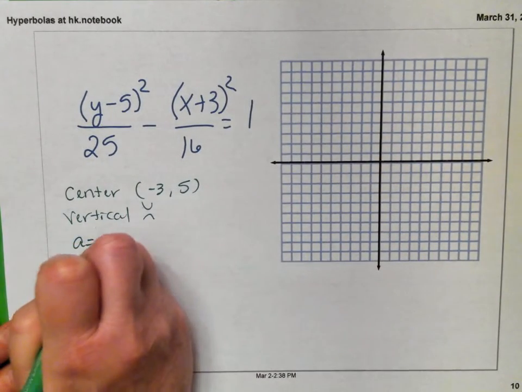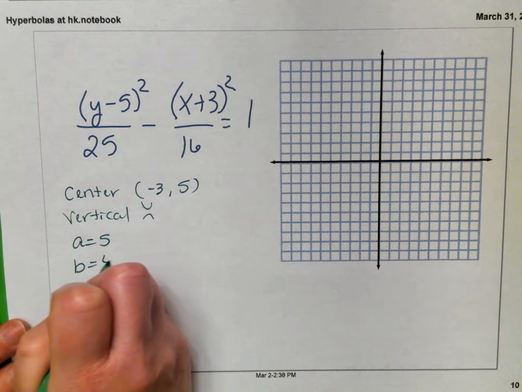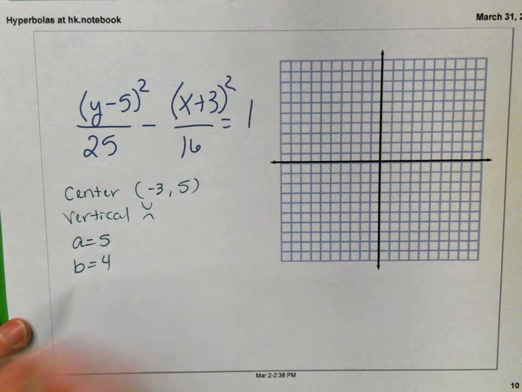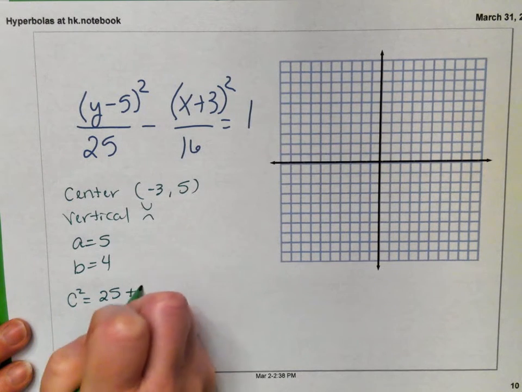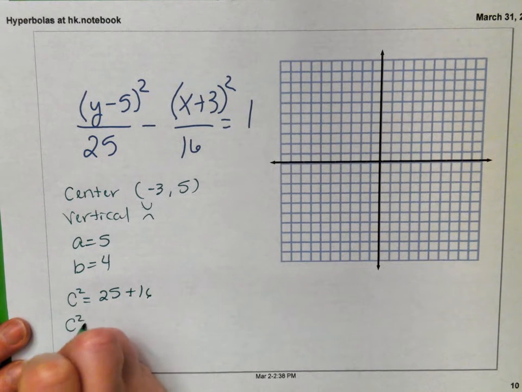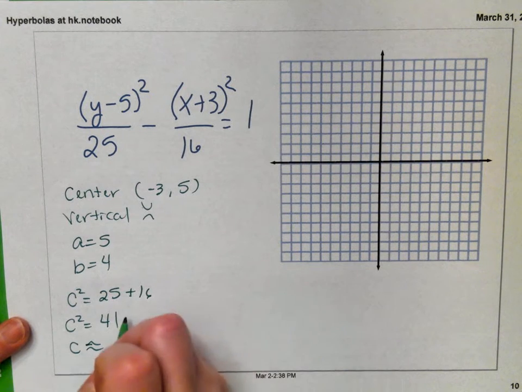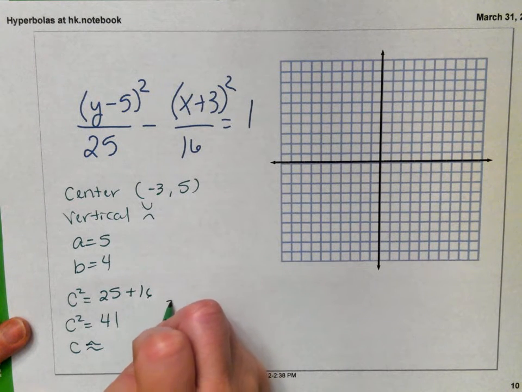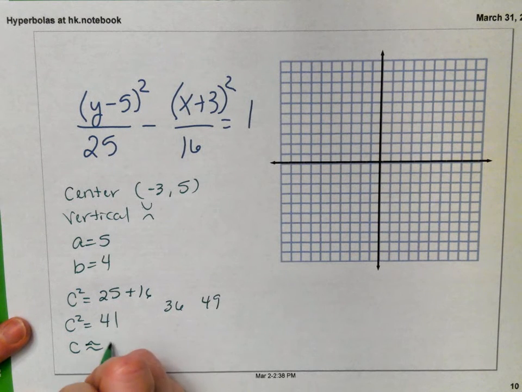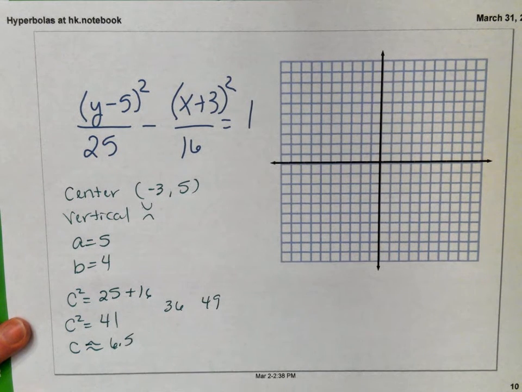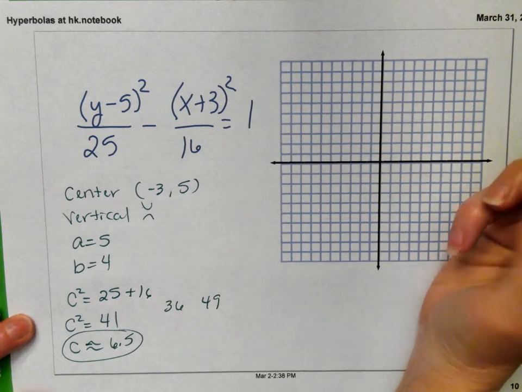I know that a is 5 because the square root of 25 is 5. And I know that b is 4 because the square root of 16 is 4. And I know that c squared is 25 plus 16. So c squared is 41. So c, okay, let's think about this. 41 is around 36 and 49. It's kind of in the middle, so we're just going to call that 6.5 and be done. Sounds good to me.